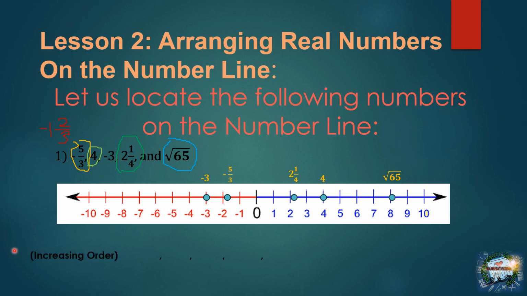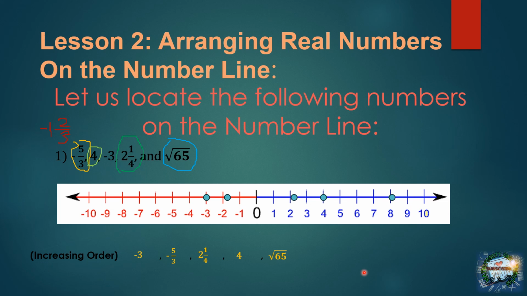Arrange natin yung ito. So, increasing order. Pag sinabi nating increasing order, simula sa mababa, pataas. Okay? So, anong mauna? Syempre ito, negative 3. Siya mauna. Then, followed by negative 5/3. Then, 2 and 1/4. Then, 4 and square root of 65. Okay? Increasing. Pataas. Ito yung pinakamataas eh. Makikita rin naman natin dito.